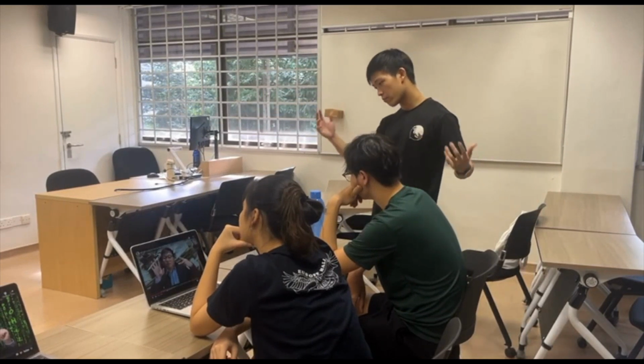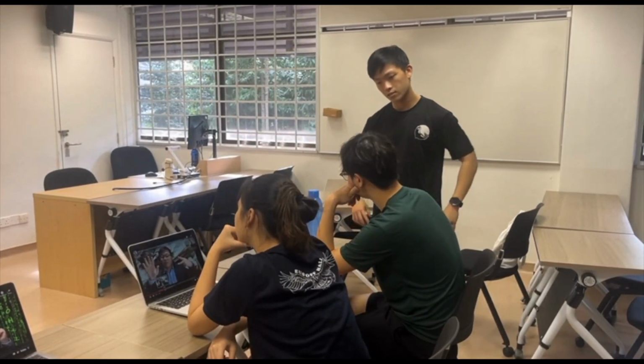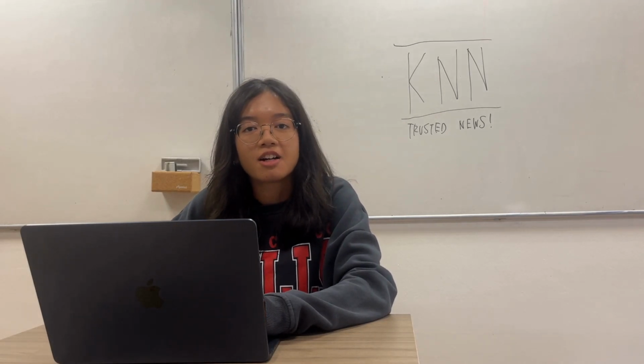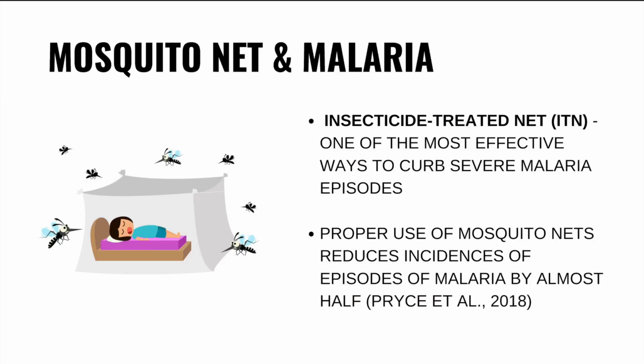How can we link the primary health concerns and risk indicators? Research has shown that the availability of mosquito nets is crucial to reduce the outbreak of malaria. A special type of net called an insecticide-treated net is one of the most effective ways to curb severe malaria episodes. This makes the proper use of mosquito nets crucial in preventing malaria-related deaths, reducing incidences of episodes of malaria by almost half.